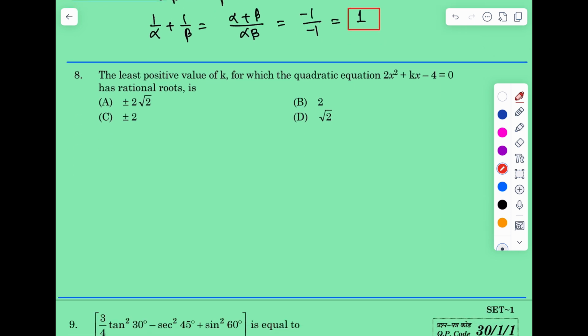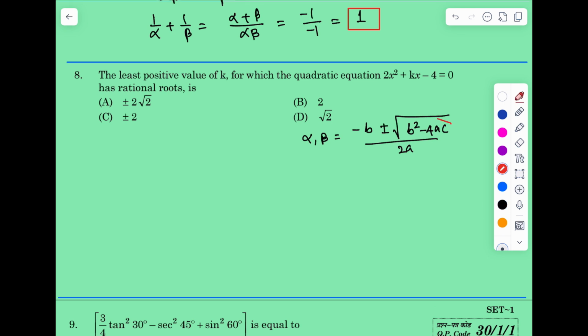Question number 8. The least possible value of k for which the quadratic equation has rational roots. It is an interesting question. We know that alpha and beta are the roots of the quadratic equation, and by the quadratic formula, alpha, beta is equal to minus b plus minus square root of b square minus 4ac divided by 2a.